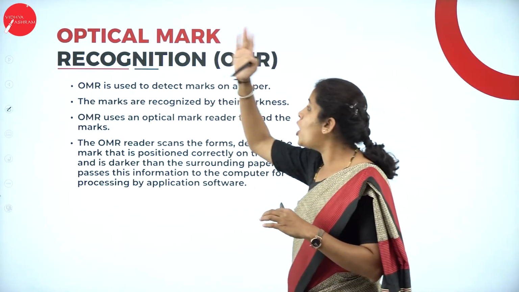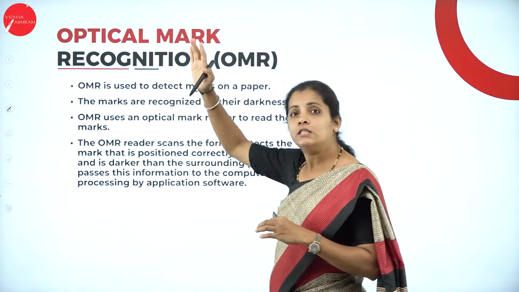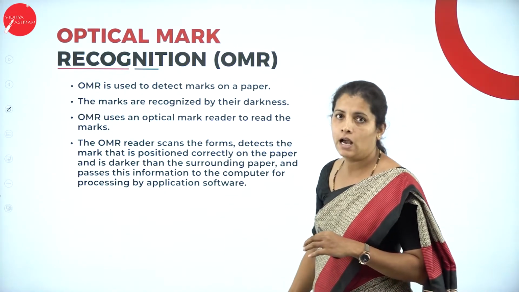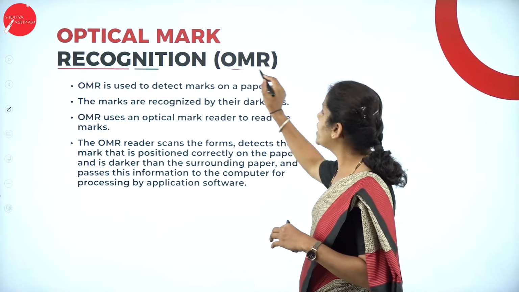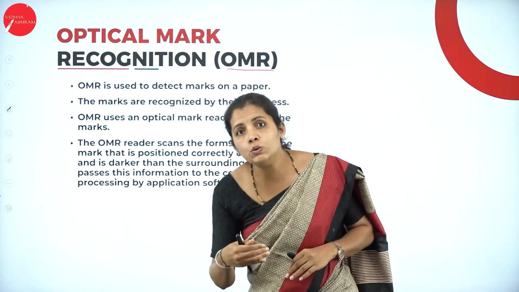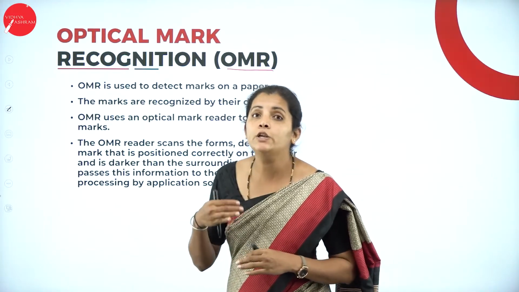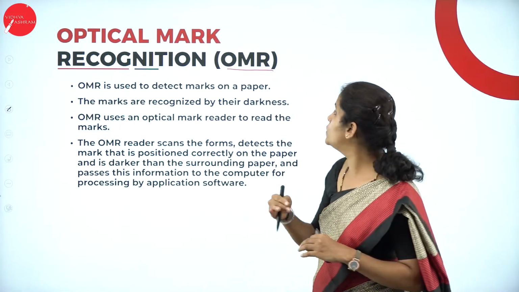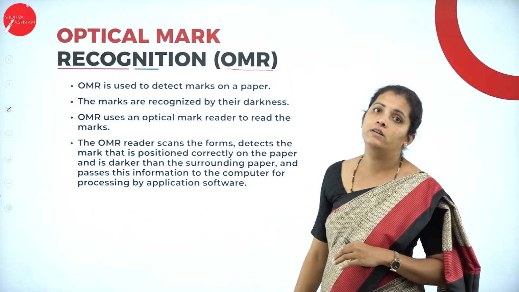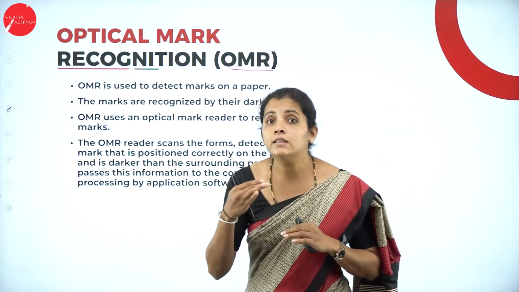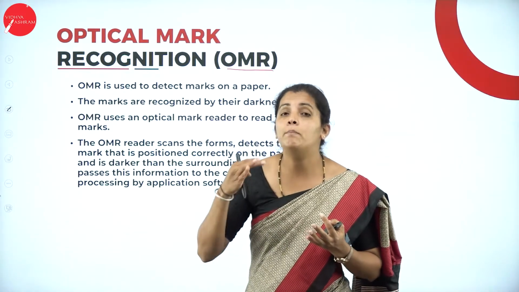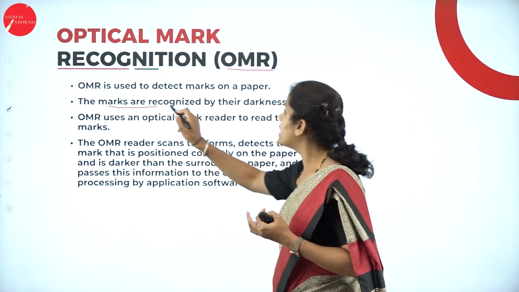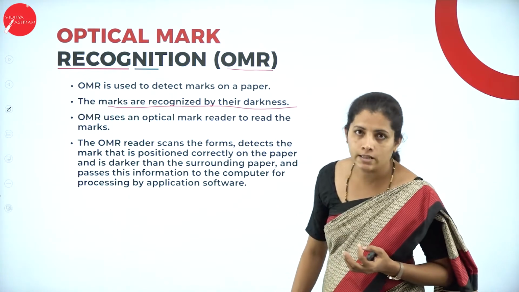Dear students, next moving on to optical mark recognition. This is also another very important input device and it is shortly called OMR. So what is the use of OMR? It is mainly used to detect marks on a paper. The marks are detected by their darkness.